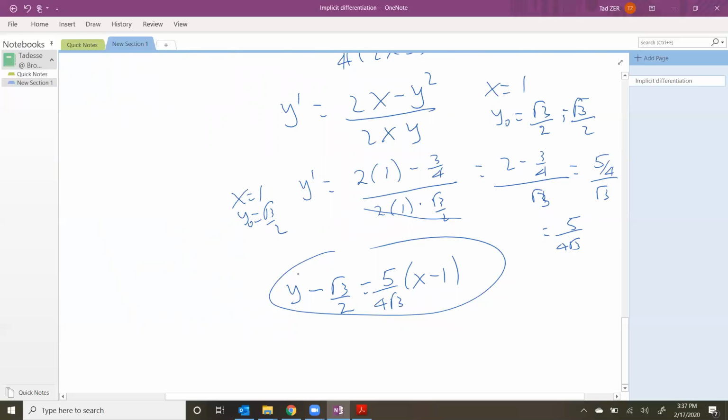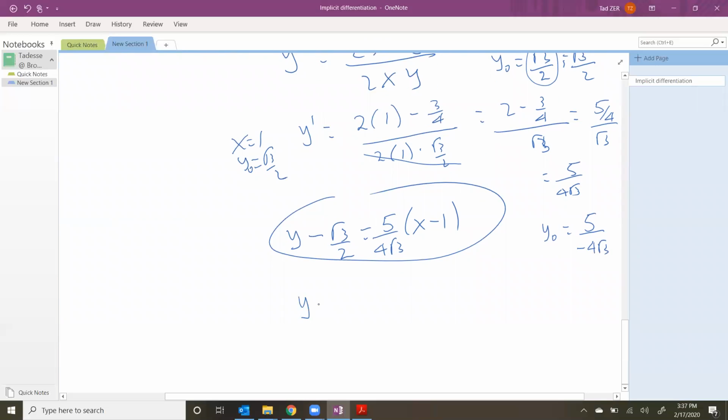For the second case, you do the same thing. Instead of root 3 over 2, you just plug in minus root 3 over 2. Nothing happens here because you are squaring it. It stays the same, but you'll have a minus sign here in the denominator for the second case. So the second slope should be 5 over minus 4 root 3. So everything stays the same. So the second line will be y minus minus root 3 over 2 equal to negative 5 over 4 root 3 times x minus 1.